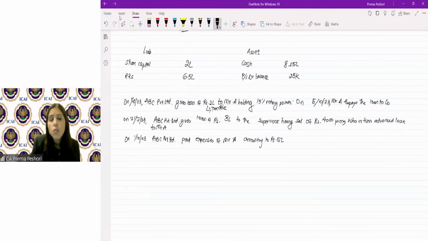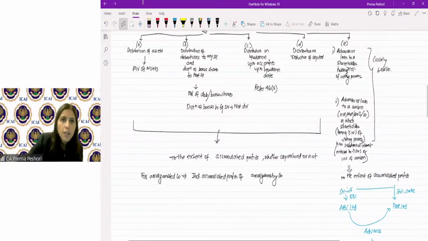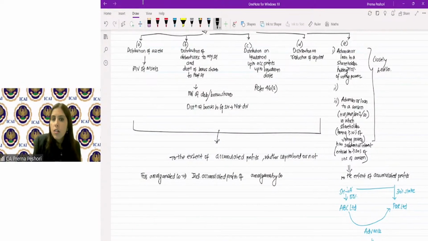Next one is he gives the loan to supervisor who in turn advances the loan to Mr. A. So that will also be taxable in the hands of Mr. A. Why is that taxable in the hands of Mr. A? So here you can write down one more point. Make it 3 over here.